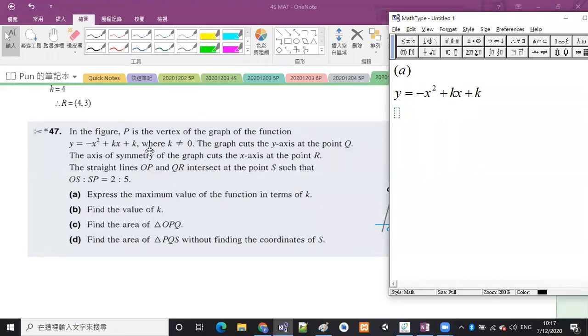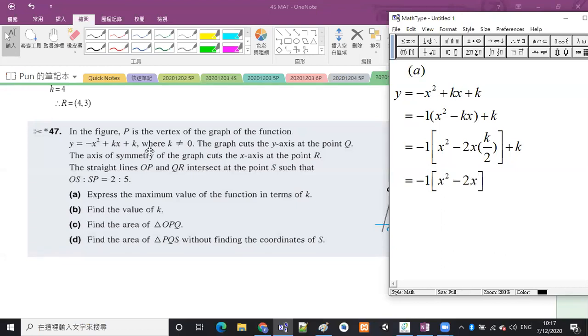The answer needs to keep the k in it, okay? So we directly do the method of completing the square here. Take out the negative, so minus x squared, sorry, minus kx and then plus k here, and then write the middle term as minus 2xy. And this time the y will be k over 2. Okay? And then negative 1 times x squared minus 2xy plus y squared, and then minus y squared.